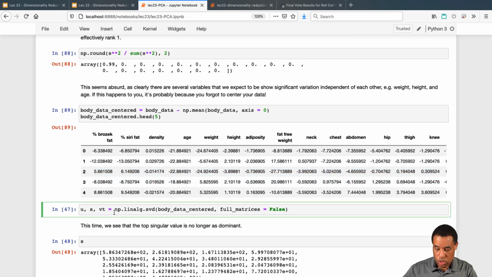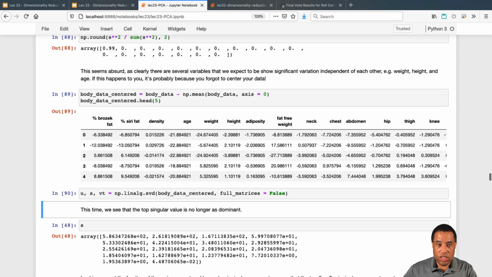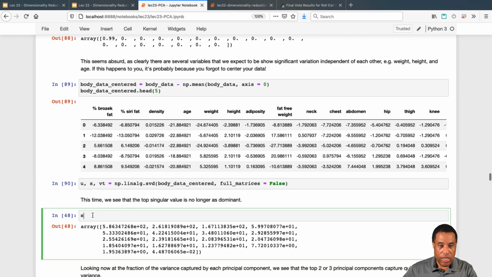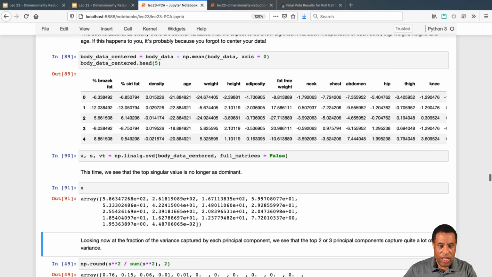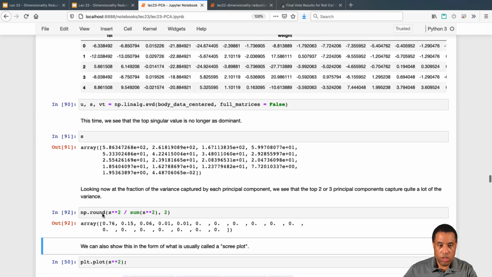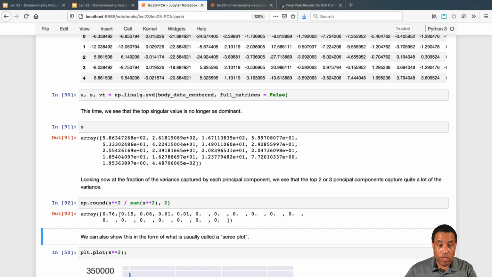Okay, so now we can do our singular value decomposition and look at the principal components that result. They now seem to be a little bit more realistic, and we can compute our values. We can see here that the top two principal components are capturing 91% of our variance. We add in the third and we get to 97%. The rest are just 1% or less, and we have many zeros. So using the top 2 or 3 is going to capture most of the variance in our data.